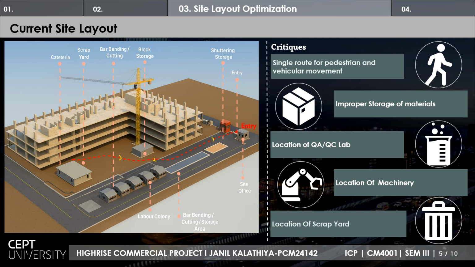So the critique had been taken mainly into consideration, and here is the improper storage of material that was given. As for the improper storage of material, the materials were located far away from the scrap yard and the bar bending and cutting machine, which also reduced efficiency, as the material had to be taken from one point to another for the bar bending and cutting, and likewise for the shuttering.